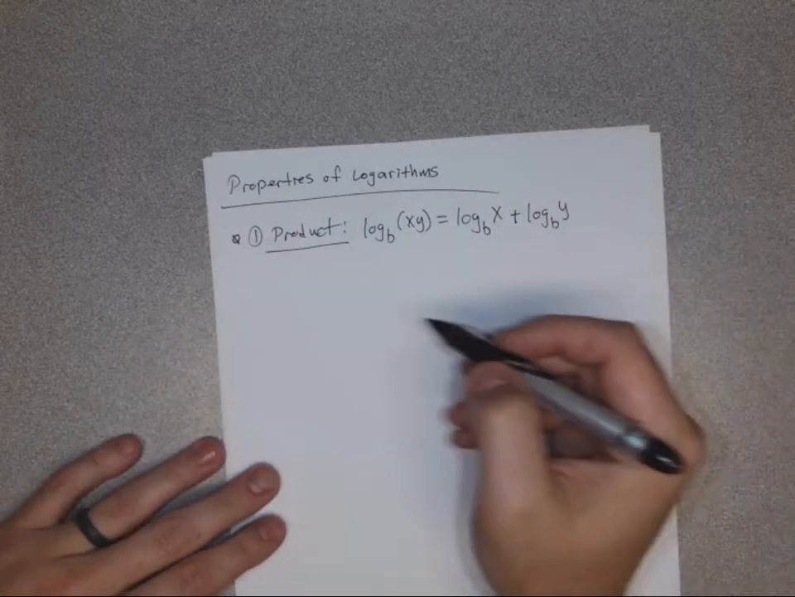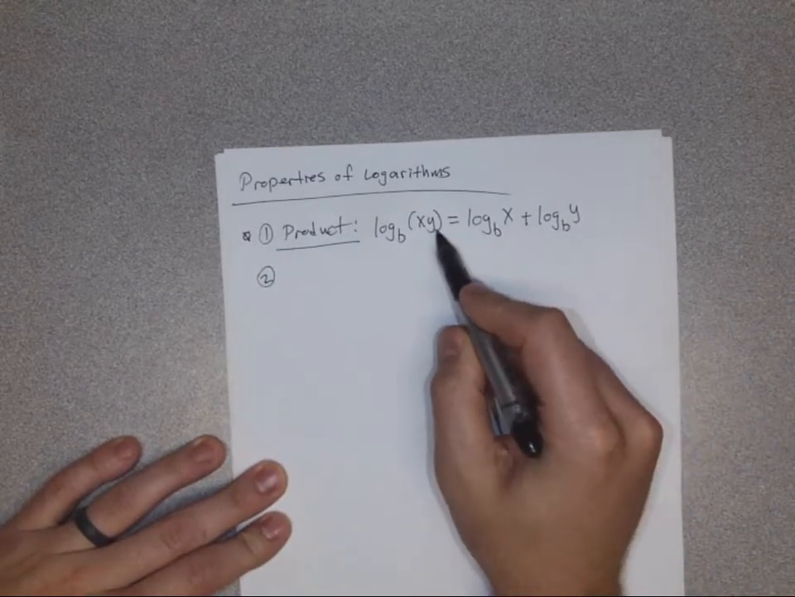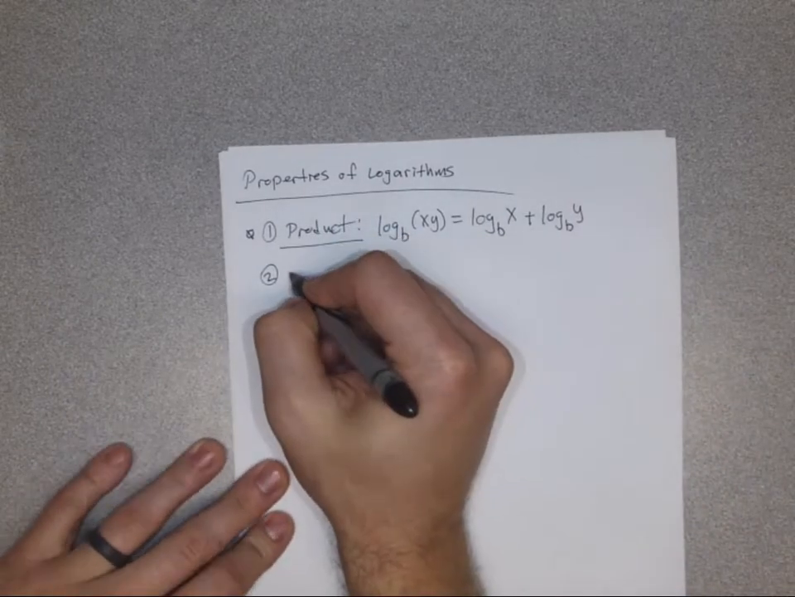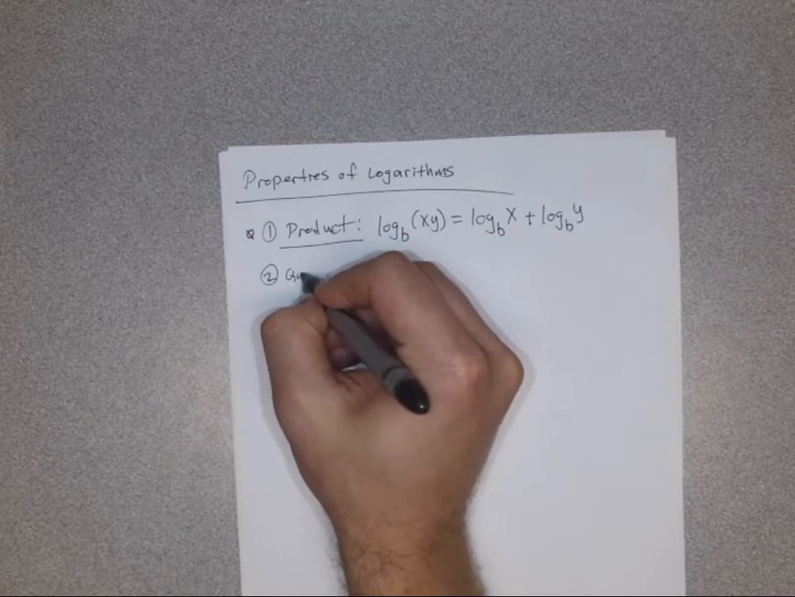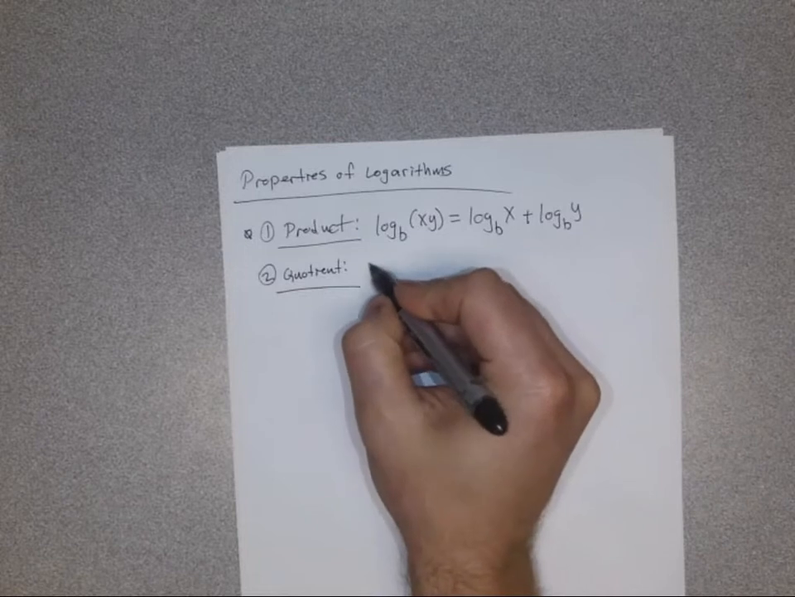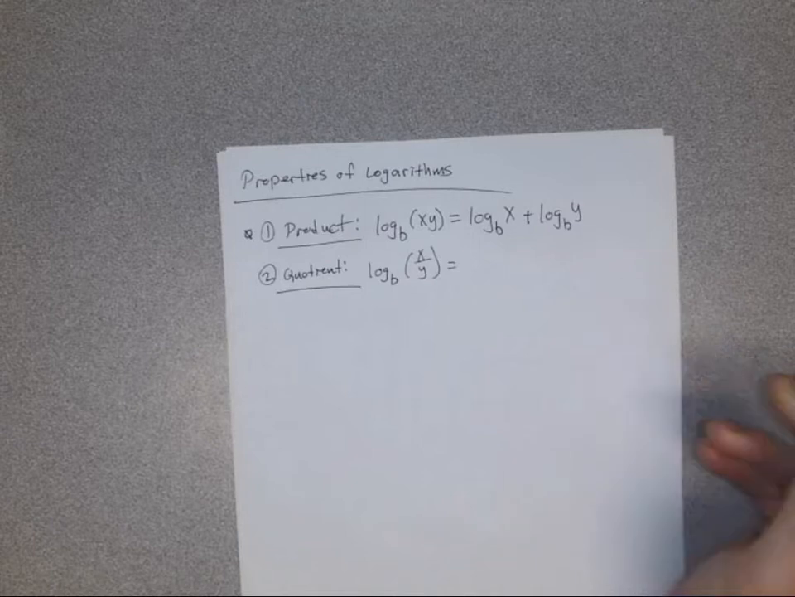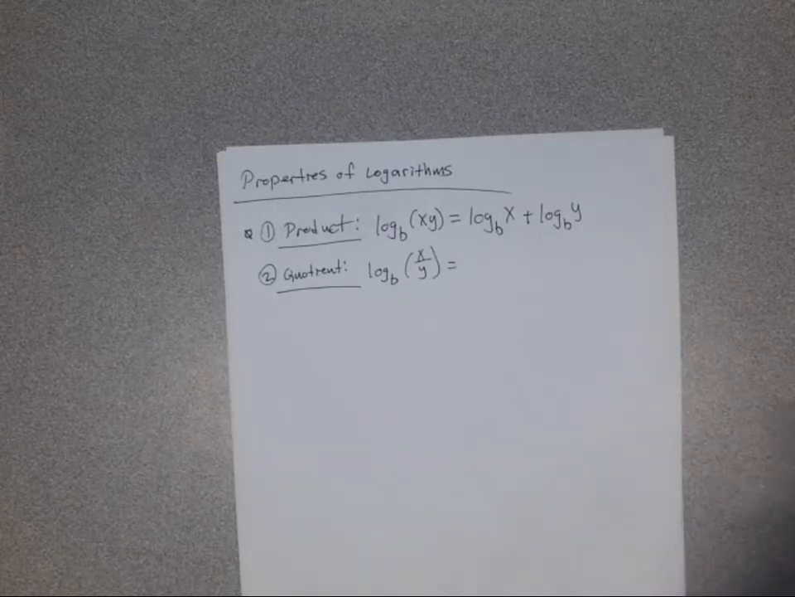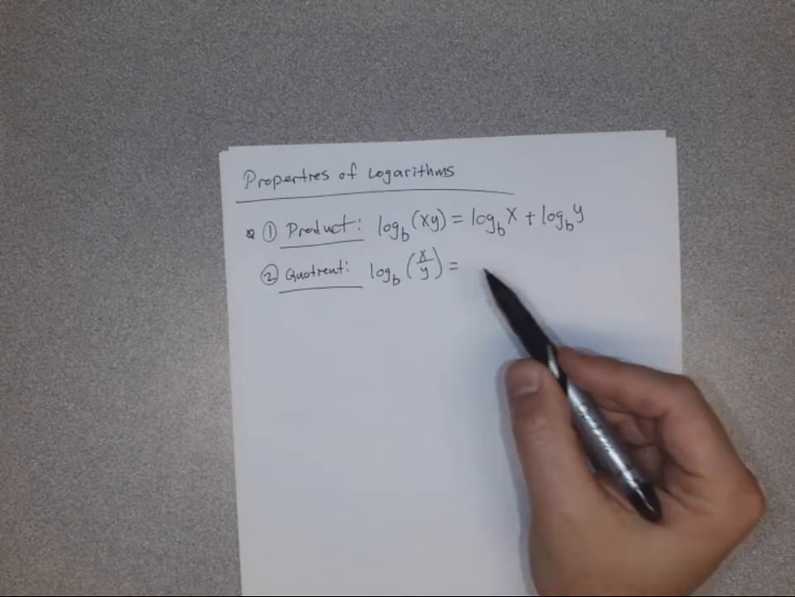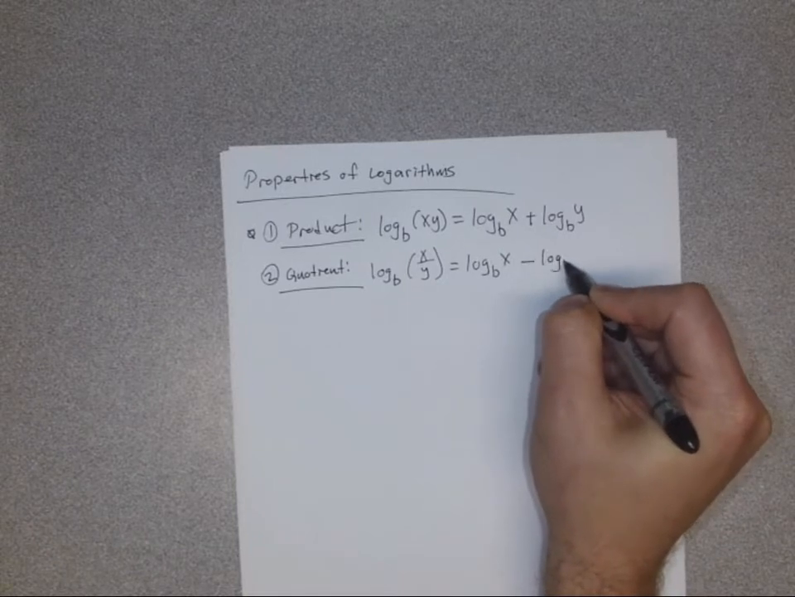And this extends beyond just two. If you're multiplying three things in here, so say there was a z, x, y, z, then you'd have another plus log base b of z. Next we have the quotient property. It says if you have log base b of x divided by y, you might be able to guess what this one's going to do. It's log base b of the top, x, minus log base b of the bottom, y.